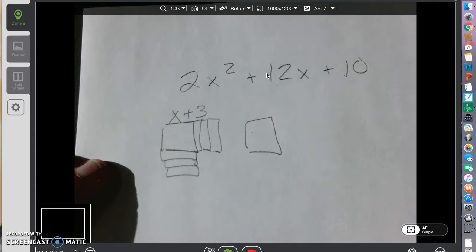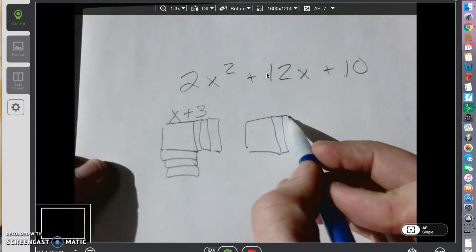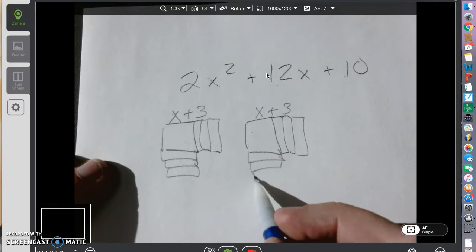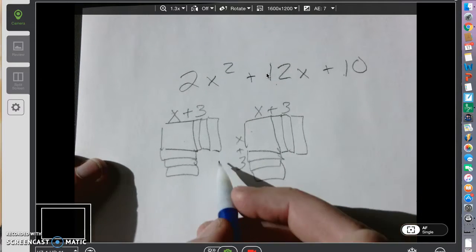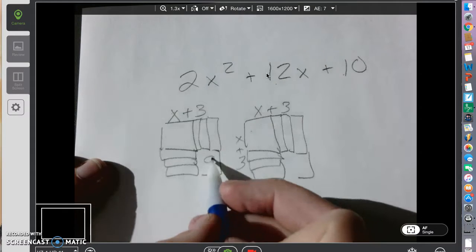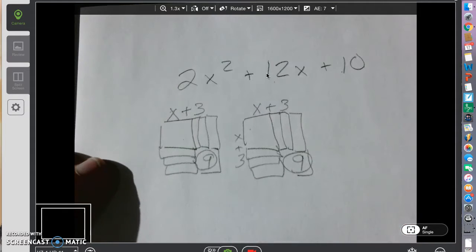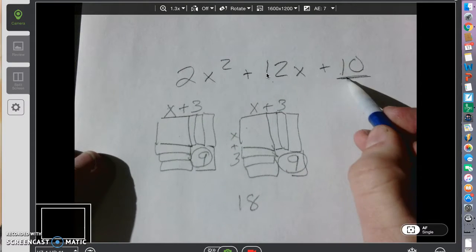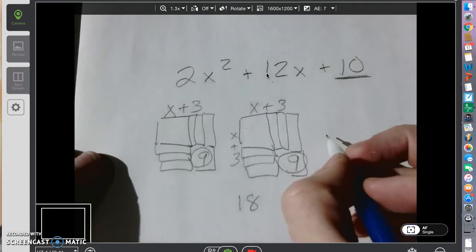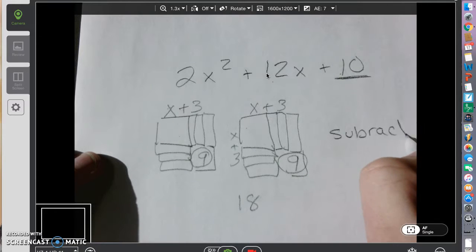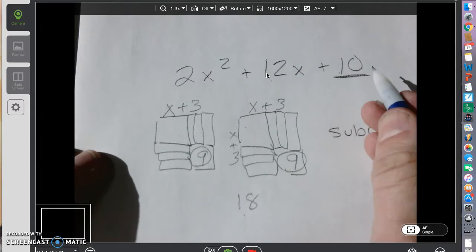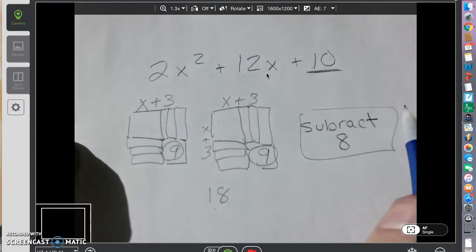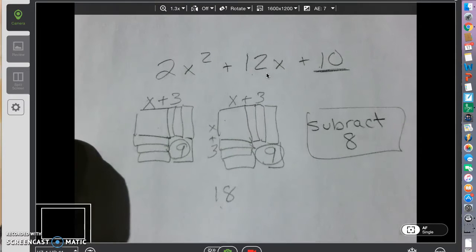Remember, guys, you have to label your picture. It's x plus 3. And then little guys, there are 9 right here, and there are 9 right here. So in total, I have 18 little ones. I'm only allowed to have 10. So I need to subtract, let's see, if I have 18 and I want to get to 10, I need to subtract 8. So this would be the picture that would go with this.